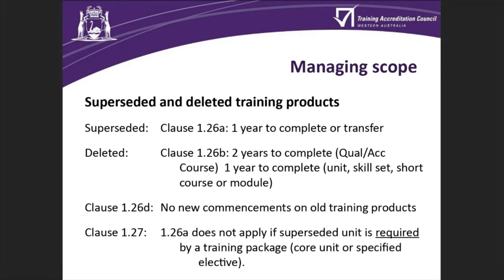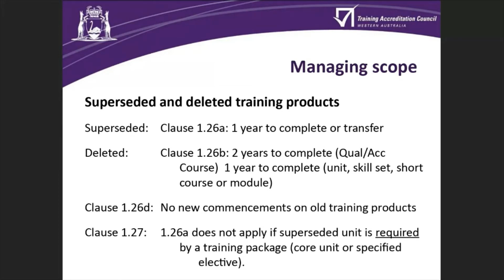You can always, of course, check with TAC to get advice. And you need to go back to the transition and teach-out fact sheet to make sure that you know how things are classified. One of the ways in which things are classified is that when something is superseded, then the new version can be equivalent or non-equivalent.